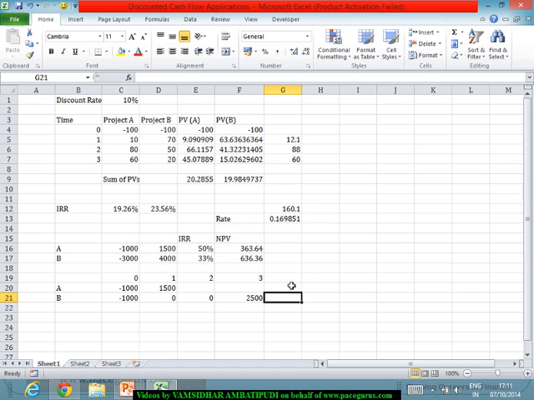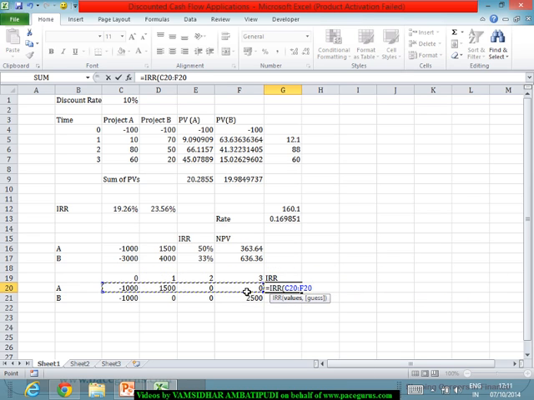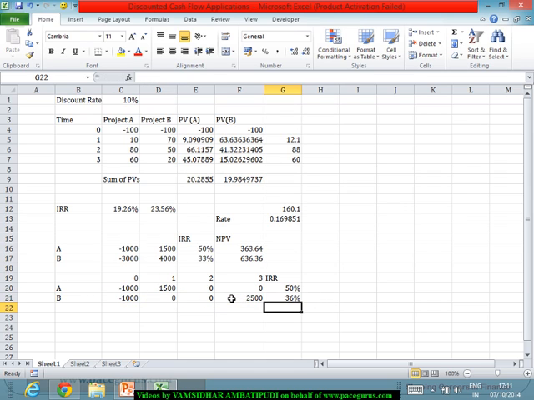Now let's try out how much is coming through the IRR rule and how much is coming through the NPV rule. In this case, when I'm looking at IRR, it is giving me 50%, whereas here the IRR is coming out to 36%. So it is very clear that using the IRR rule I have to accept project A. But what if I go with an NPV rule?